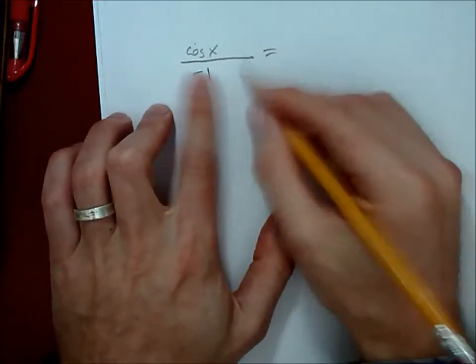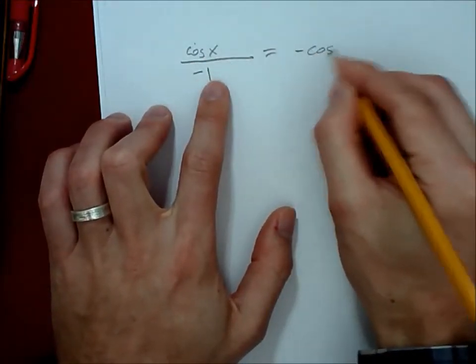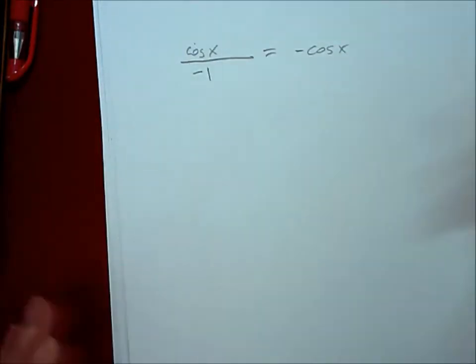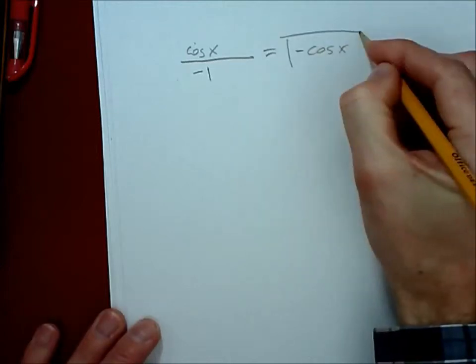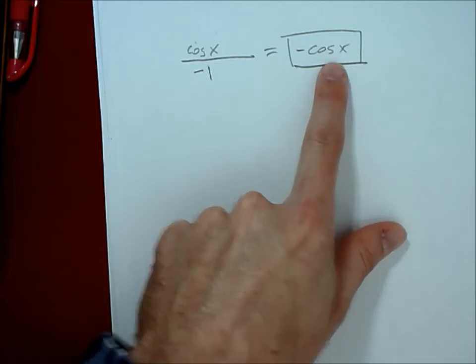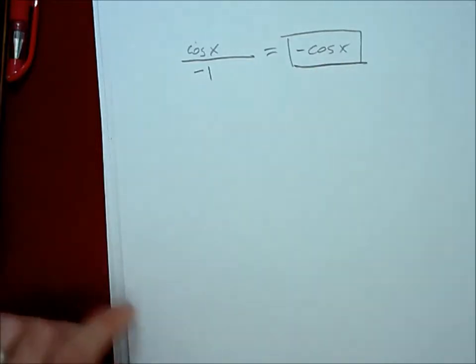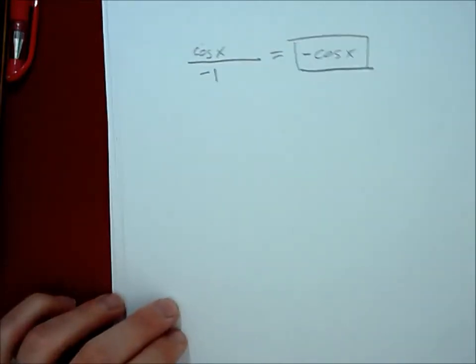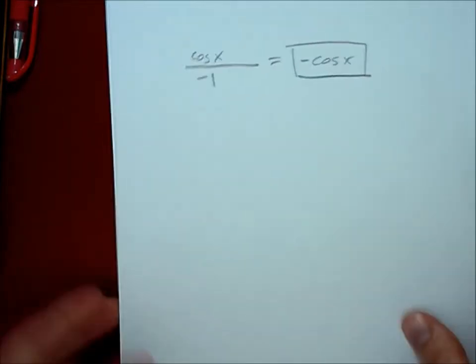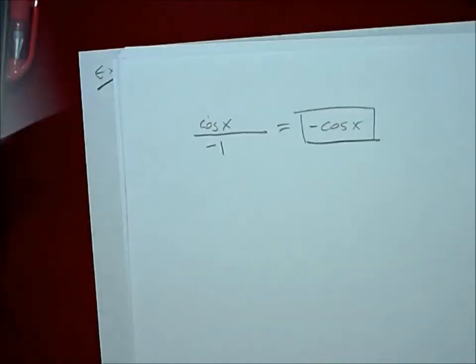Now, a negative on the bottom, we can just move that negative up to the top, right? Cosine divided by negative 1 is negative cosine of x. This is a single trig ratio, without any fractions. Therefore, it should be simple enough. Okay? So out of this chaos, here comes this nice, simple answer.